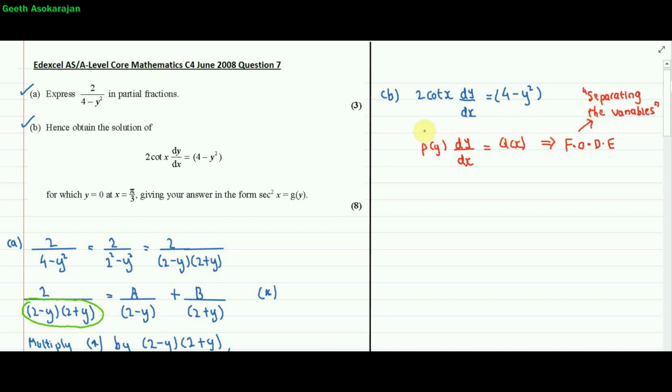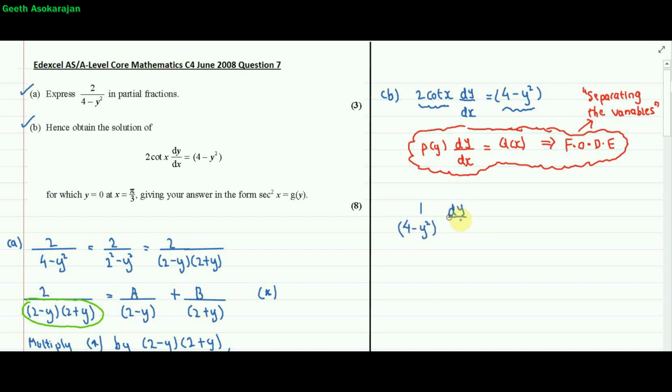So let's see whether we can rearrange our equation in this form. Back to my favourite colour, blue. I'm going to take the 4 minus y squared term to the left, and at the same time take the 2 cot x over to the right. So I'm going to have 1 over (4 minus y squared) dy over dx, and taking the 2 cot x to the right, I've got 1 over 2 cot x. This is what we'll have as a result of the rearrangement.